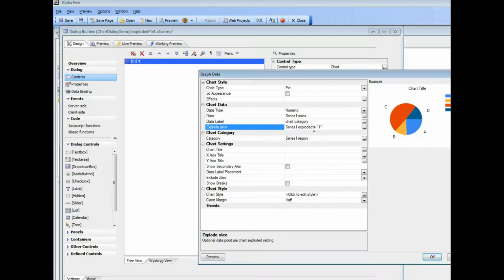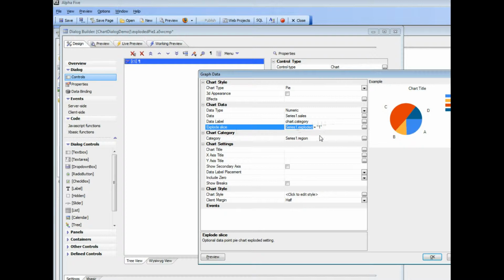So you can see that the way in which a pie slice is exploded is by specifying an expression that is based on a series, and for each slice in the pie the expression will be evaluated. For the first slice in the pie, the first value in series1.exploded will be evaluated. In this case that's a 1, so 1 equals 1, that's true, so that slice was exploded. Then for the second slice, the value in the series1.exploded series was a 0, so 0 equals 1 is false, therefore that slice is not exploded.